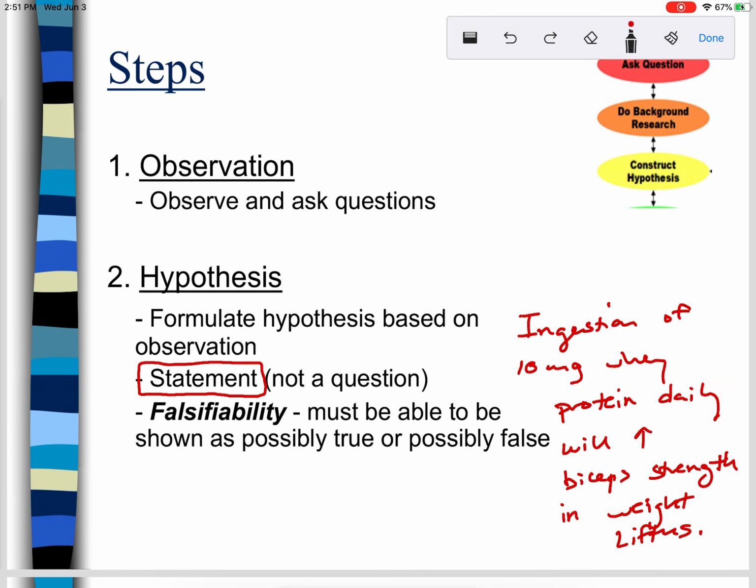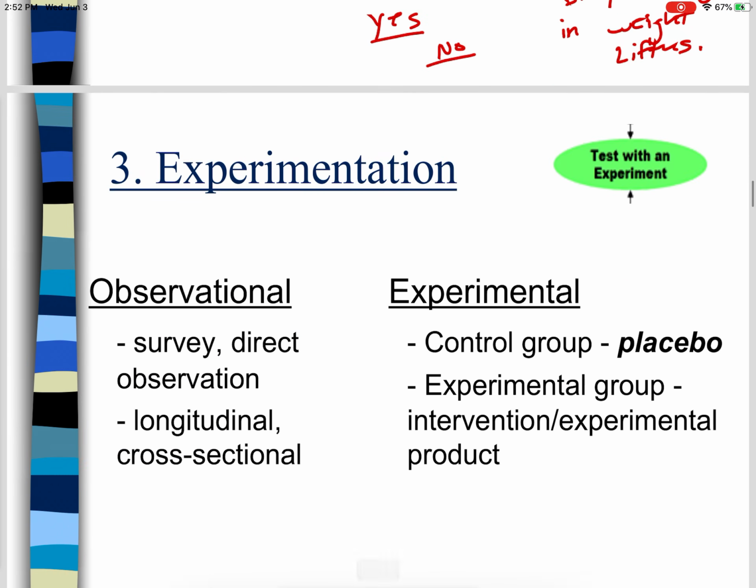So when I run the study and I get my results, it's falsifiable. Either I go back and I say, yes, the strength was improved, or I can say, no, the strength wasn't improved. So that's what falsifiable means. It is a statement that is answered by either yes or no. All right.